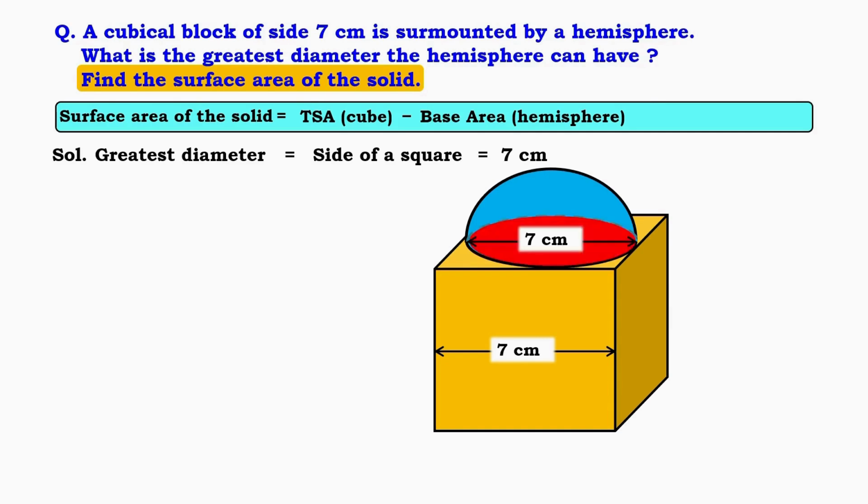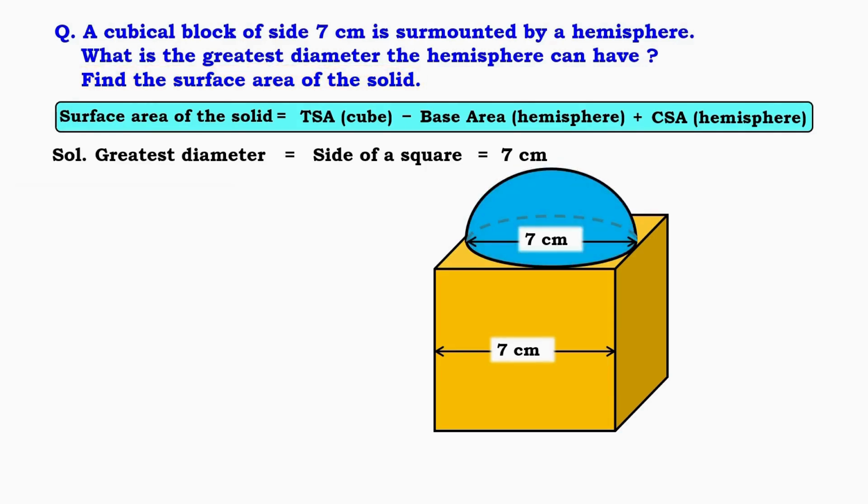Okay. So we need to subtract the base of it, and we have to add the curved surface area because that is visible. The curved surface area of the hemisphere, that is visible. So we need to add the curved surface area as well. Okay, so first we need to find the TSA of the cube. Then we need to subtract the base because that is on top of the cube, so it is not visible. And then we need to add the CSA of the hemisphere because that is visible, right?